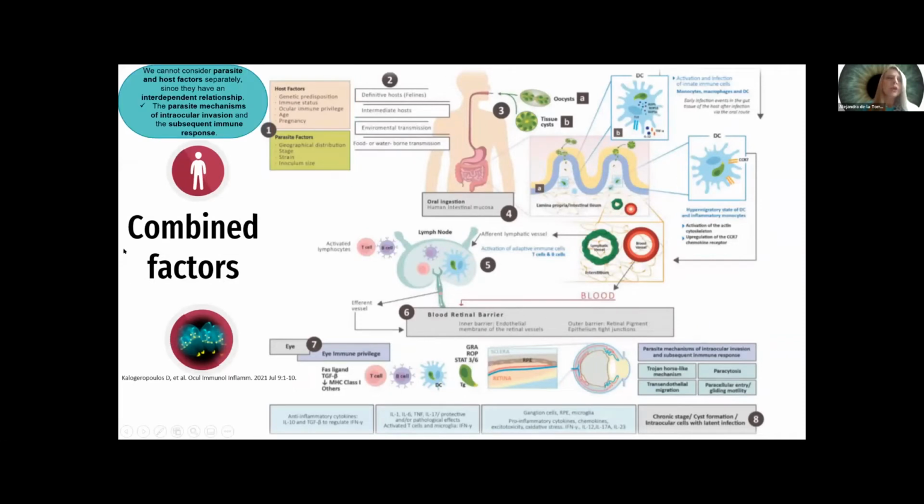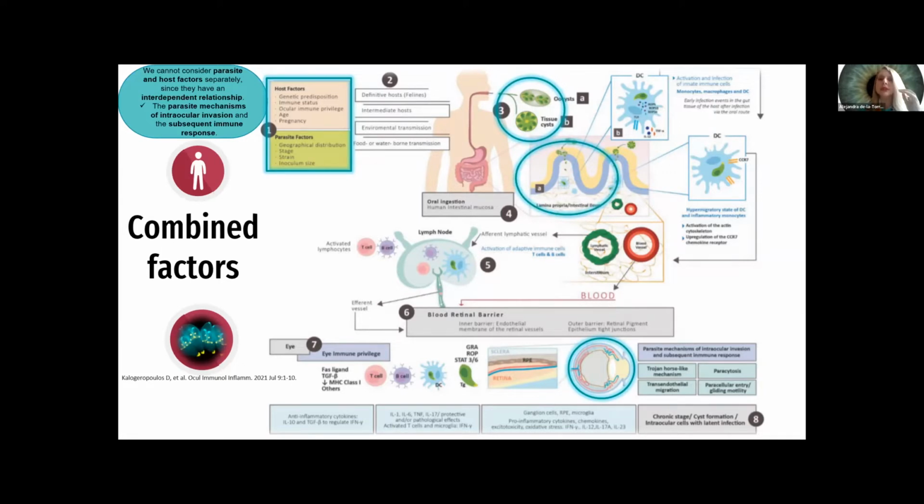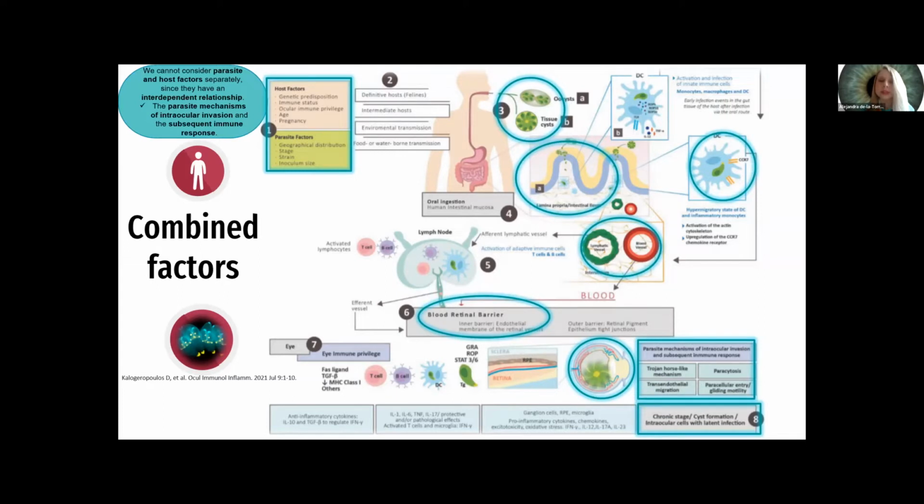We cannot consider parasite and host factors separately, since they have an interdependent relationship. The parasite mechanisms of intraocular invasion and the subsequent immune response are crucial. Although the final target of the infection is the eye, the parasite enters through oral ingestion, invades the epithelial cells of the gut and the lamina propria, infects the innate immune cells, reaching the bloodstream and crossing the blood-retinal barrier through different mechanisms, subsequently transforming into a cyst and establishing latency.